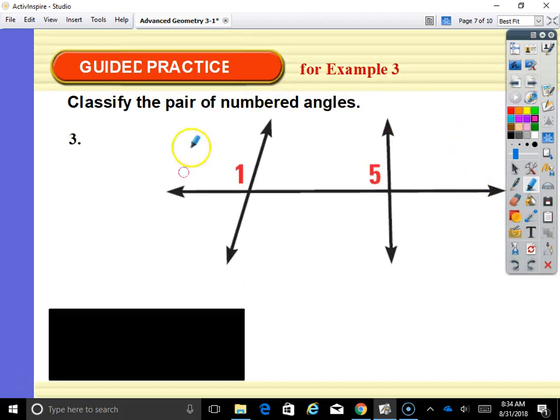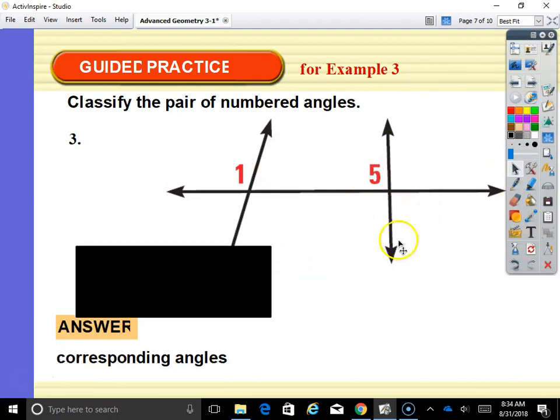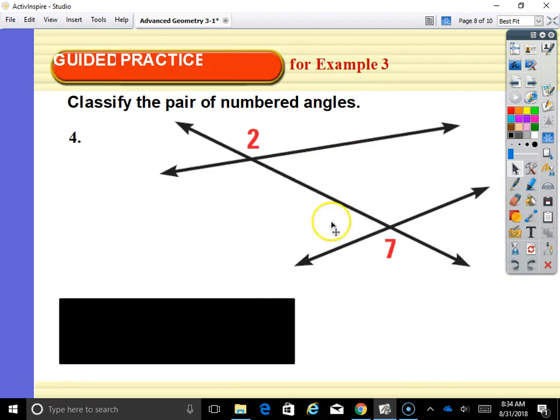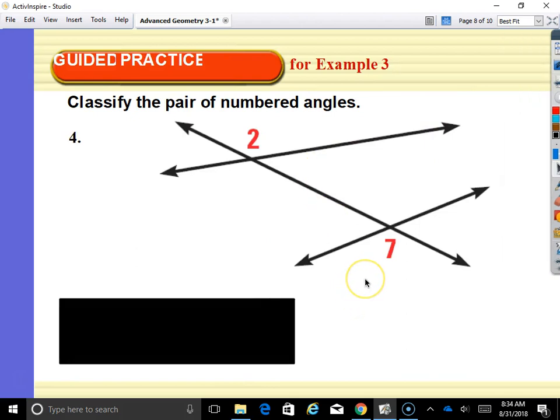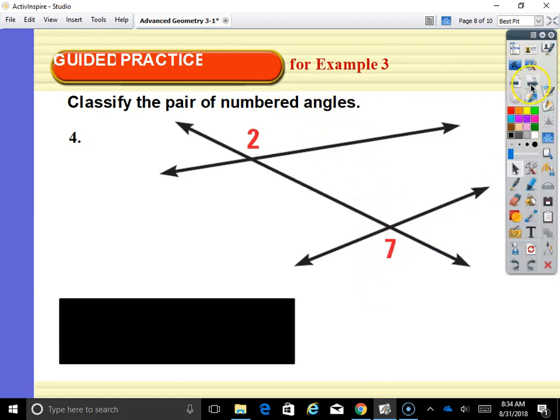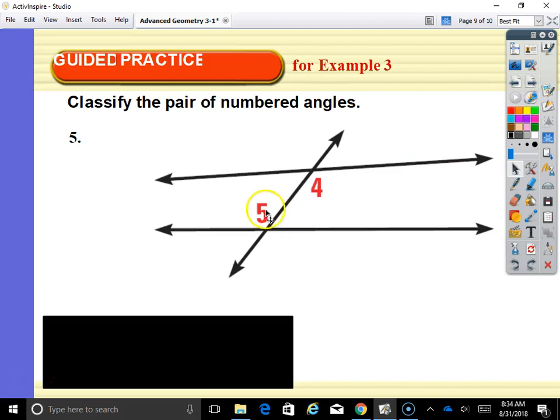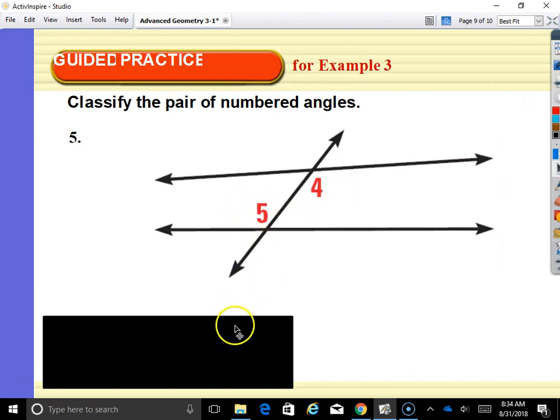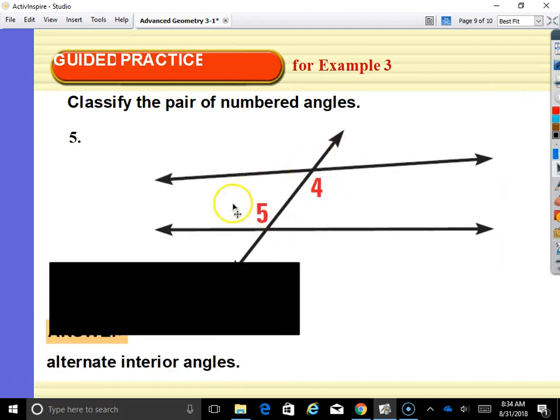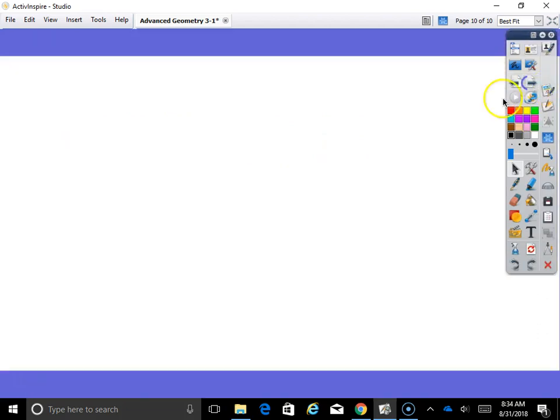Name, what are these? What are 1 and 5? Corresponding, good job. What are 2 and 7? Alternate exterior, opposite sides of the transversal, exterior, outside the parallel or non-parallel lines. How about 4 and 5? Alternate interior, opposite sides of the transversal, inside the parallel or non-parallel lines.